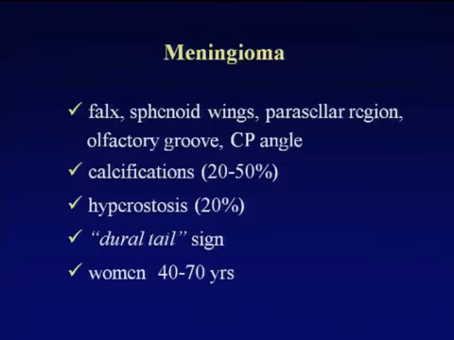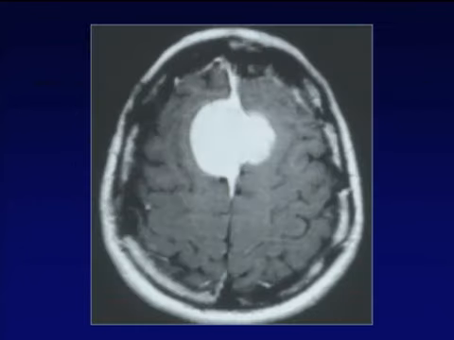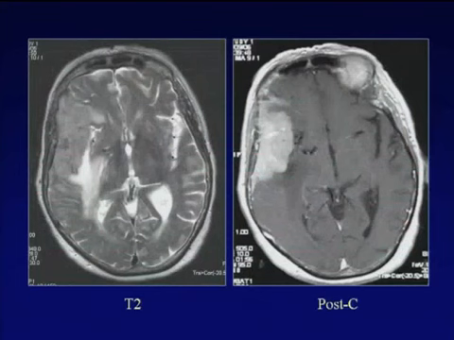Meningioma, just one word: typical location, falx, sphenoid wings. This is the falx meningioma with a dural tail, very typical. And this is another case of meningioma. And I put this case to illustrate the appearance on T2 weighted image.